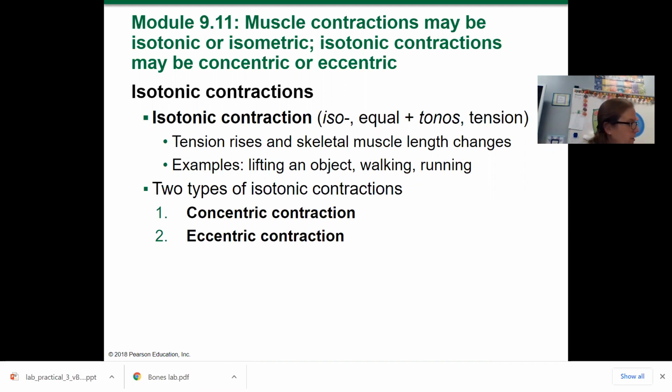So the first, we're going to start on 911, page 334, and we're going to talk about types of muscle contractions. There are 2 types, isotonic and isometric.